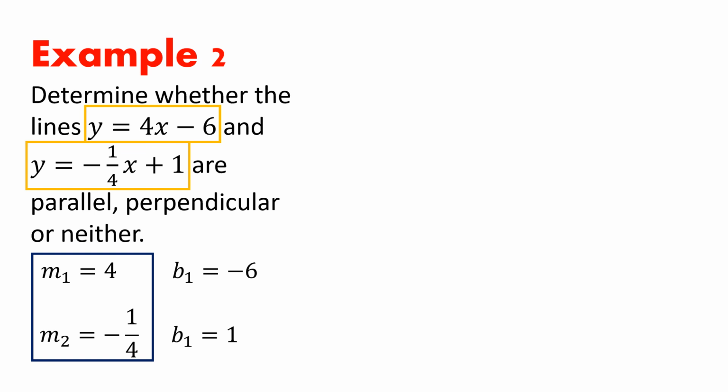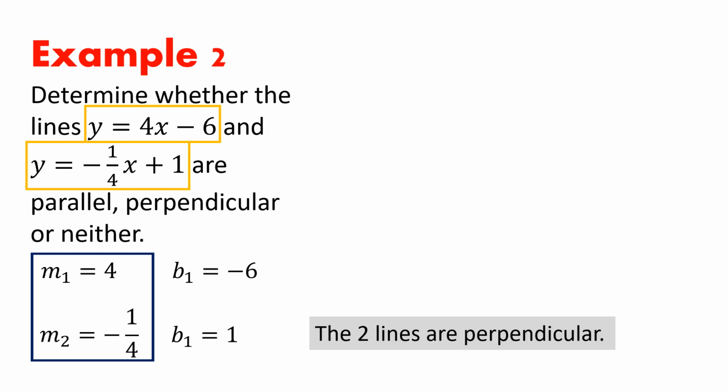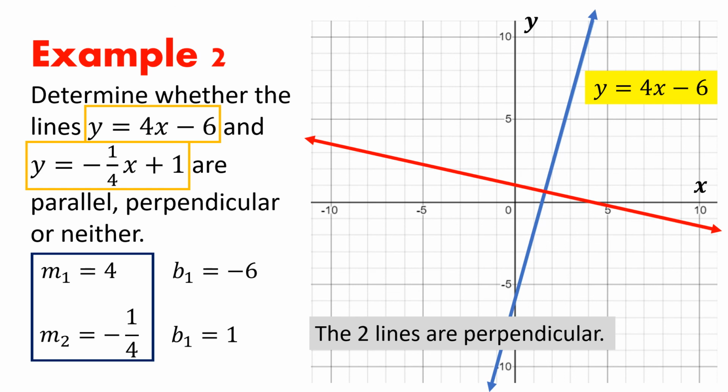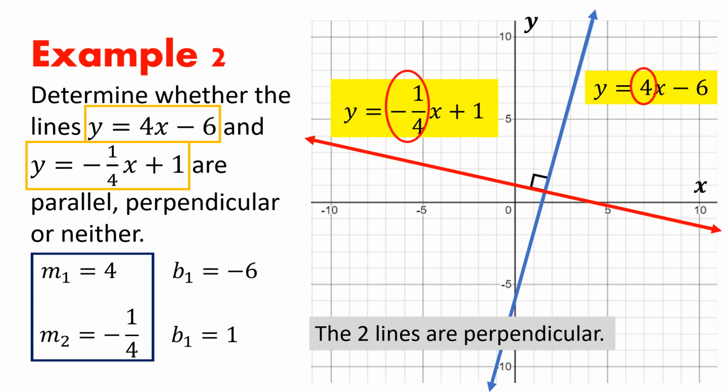If they are perpendicular, the slopes should be negative reciprocals of one another. Notice that 4 and negative 1/4 are negative reciprocals, and therefore the two lines are perpendicular. Let us look at the graph of the two lines. The blue line is the graph of y equals 4x minus 6, while the red line is the graph of y equals negative 1/4 x plus 1. Clearly, the two lines are indeed perpendicular.